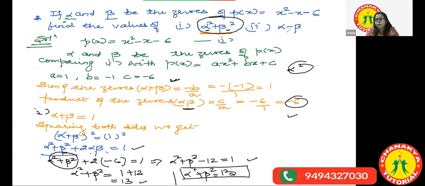Now may I proceed to the next part? Alpha minus beta. Yes, ma'am. We need this sum of the zeros and product of the zeros. So let me erase this only.